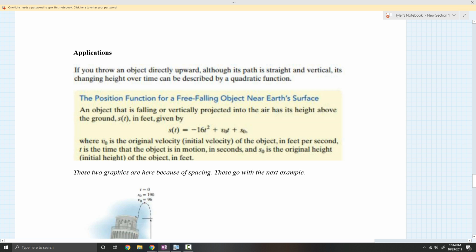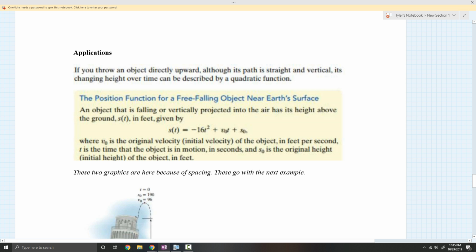So in section 3.6, there's this application section you can read. It says if you throw an object directly upward, although its path is straight and vertical, its changing height over time can be described by a quadratic function, right? So this changing of the height, as you can imagine, has to do with gravity. It's like pulling down on the object, so it's going to have some kind of quadratic shape.